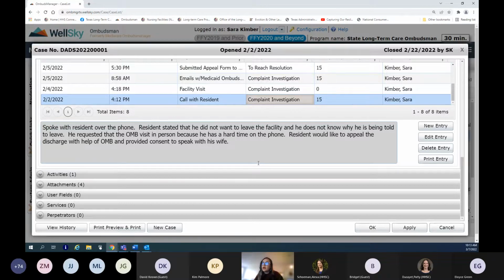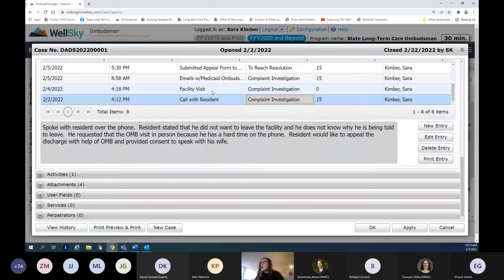So here I've kind of documented multiple things that's helpful for me to know. I know now that I can speak with the wife and share information about what's going on. I've got consent here from the resident. I know what the resident's wishes are. So already I've got a lot of information to go off of.